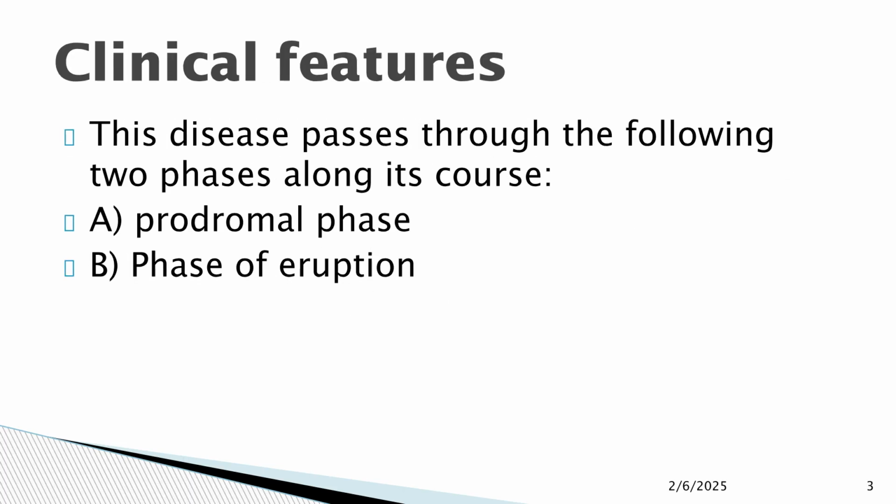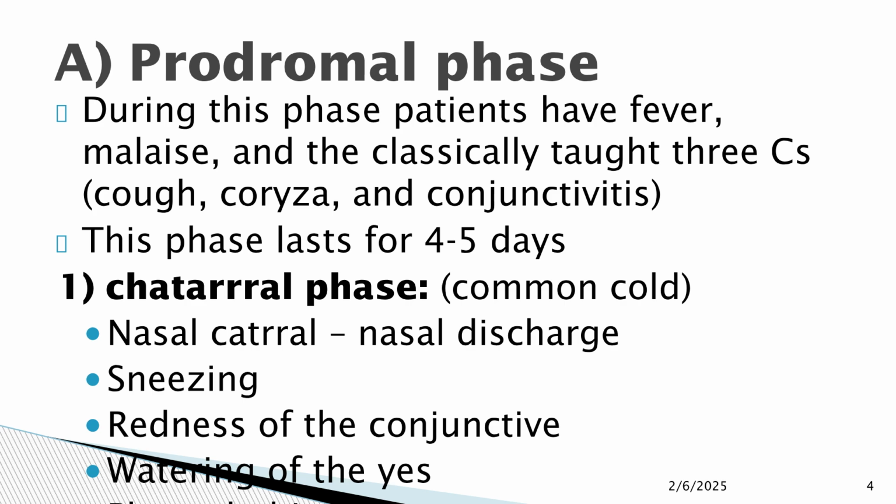The clinical features of measles progress through two phases, the prodromal phase and the phase of eruption. The prodromal phase lasts about 4 to 5 days and includes fever, malaise, cough, coryza, and conjunctivitis. This also includes nasal discharge, sneezing, redness of the conjunctiva, and photophobia.